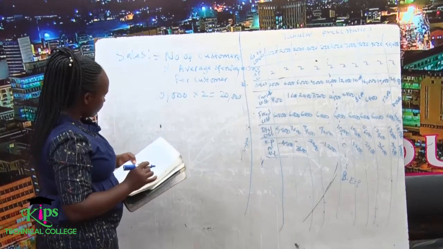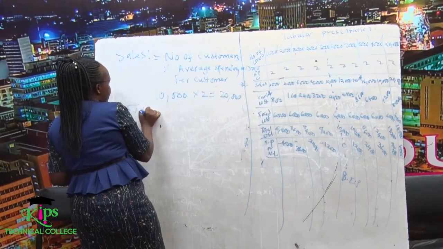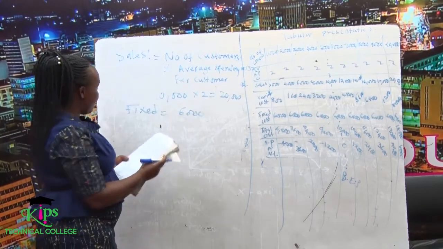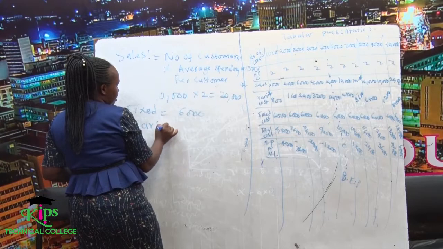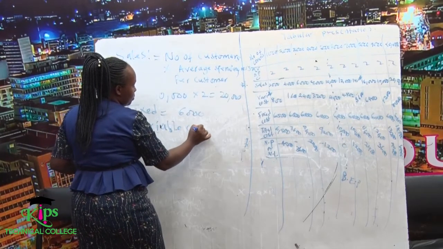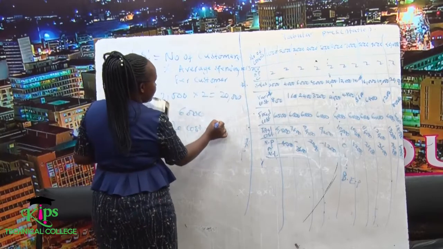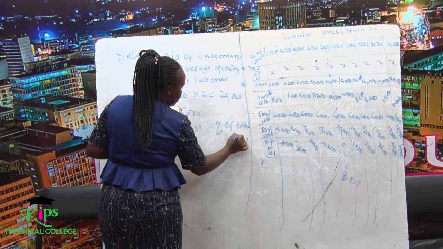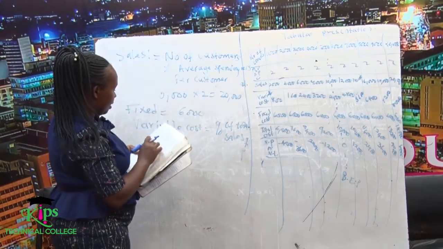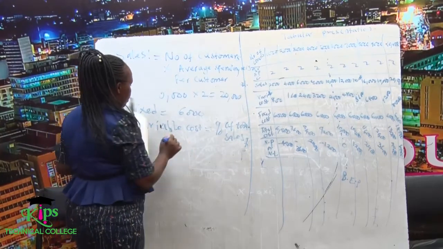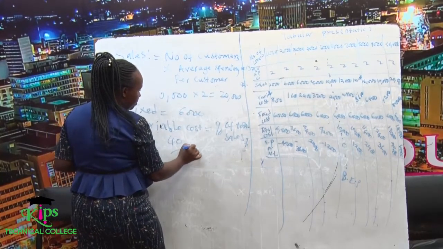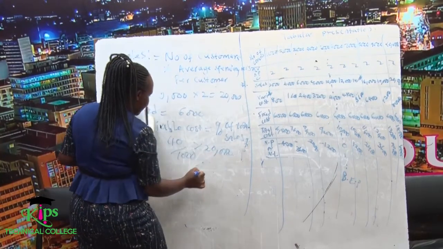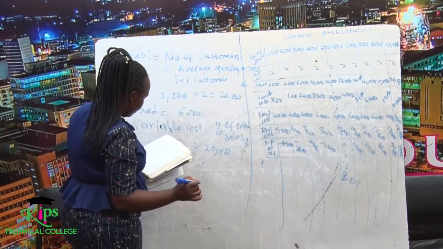Now, fixed cost. The fixed cost is constant, which is 6,000. And when we calculate the variable cost, it will be 40 percent of total sales. So we are being told 40% of sales. So it will be 40 over 100 multiplied by the total sales. In our case it is 20,000. So what do we get? We'll get 8,000.